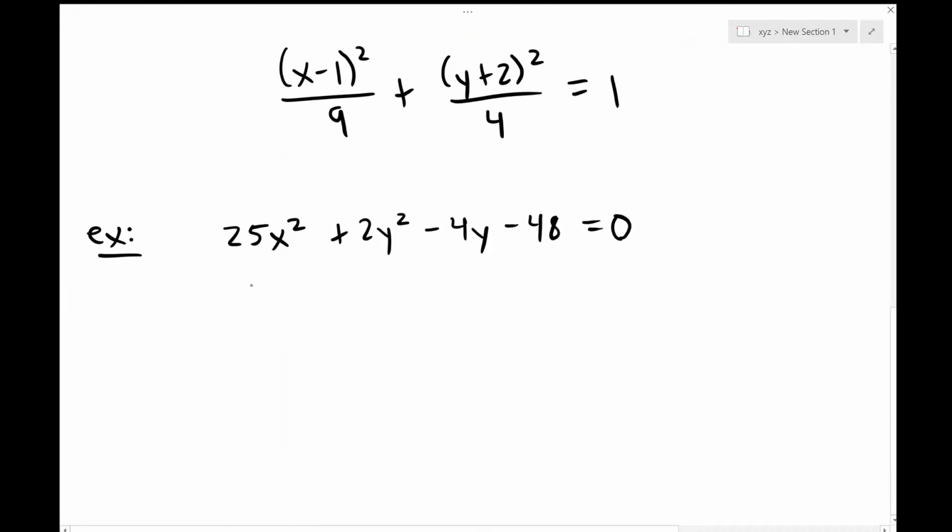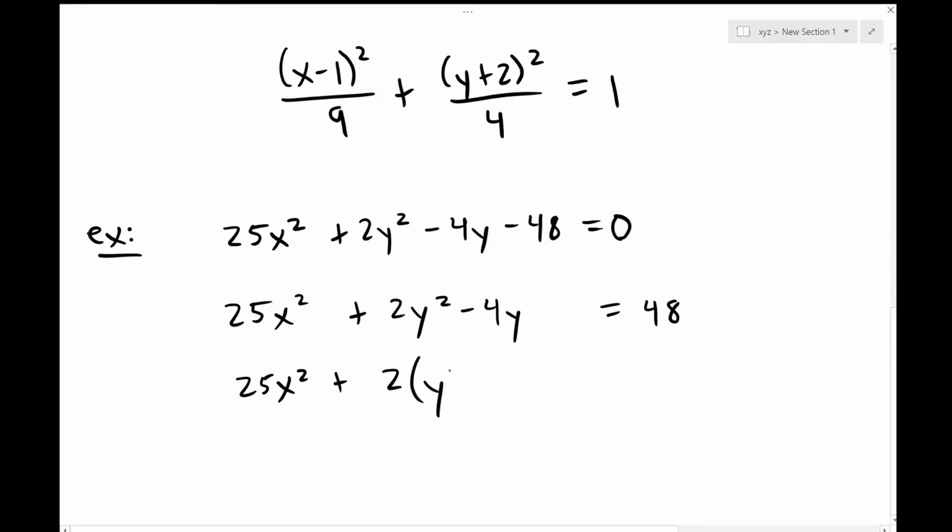And so as before, I want to group up the x terms from the y terms. So we're going to have 25x squared, and then I'll have 2y squared minus 4y. The minus 48, I'm going to add over to the other side to get it out of the way. And then I want to factor a 2 from the y terms. So I'm going to have y squared minus 2y, and that is all still equal to 48.